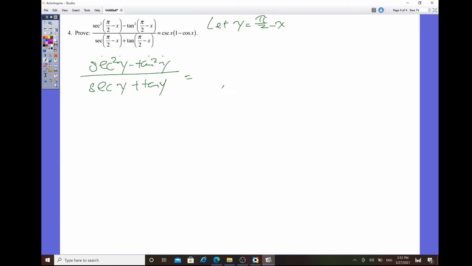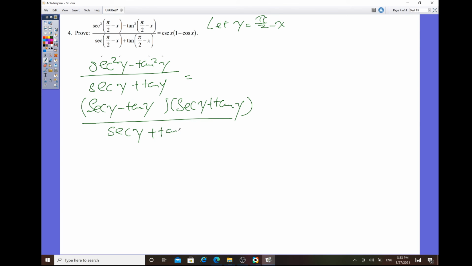We don't want to do anything about it. And then this one, factor it, difference of 2 squares. Okay, so once you put it into the form of the difference of 2 squares, what do you notice? Things that we can cancel, top and the bottom. So secant of y plus tangent of y. And what's left here is just secant of y minus tangent of y. Again, pi over 2 minus x of secant.